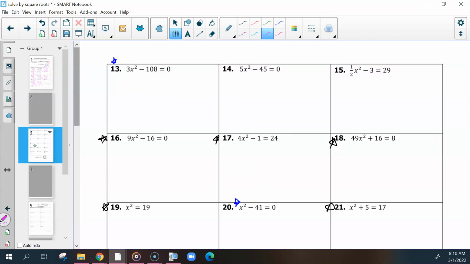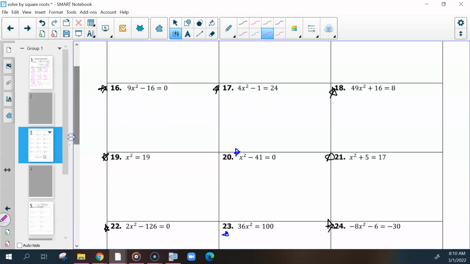On the back, we're going to jump to number 16. With 16, we need to still isolate the x squared, so we will get rid of 16 first by adding it to the other side, and then dividing it by 9. Now, you're probably thinking we can't simplify 16 over 9. That's going to give us a decimal.